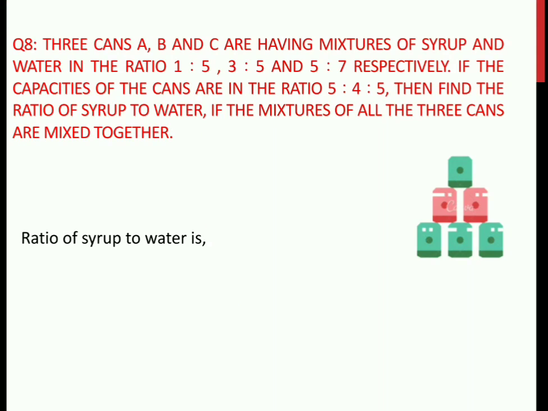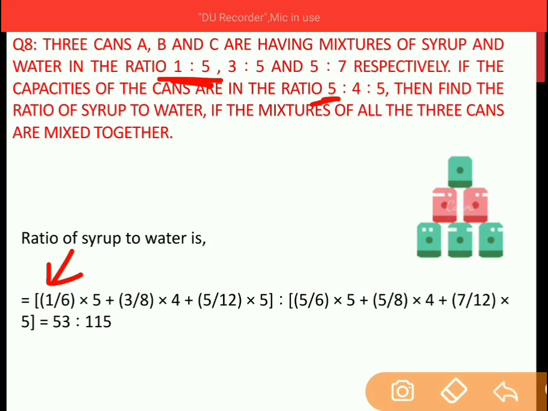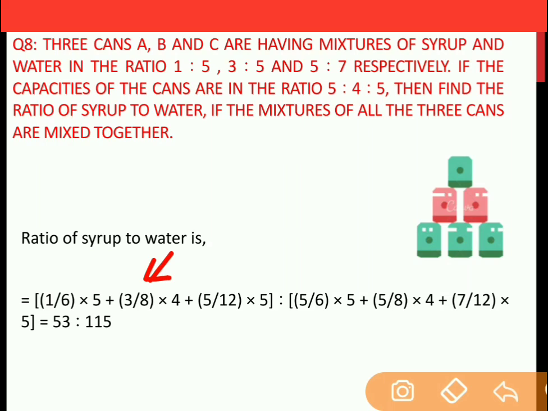So from here we can say that the syrup in the first can will be 1 by 6 of 5 parts, since the first can is of 5 parts and the ratio of syrup and water is 1:5. The amount taken from the first can is 5, so 1 by 6 of 5. Fine. In this way we can find the amount of syrup in the second and the third can, and we have to add all 3 amounts of syrup. So 1 by 6 into 5 plus 3 by 8 into 4 plus 5 by 12 into 5 is the amount of syrup in all the 3 cans.